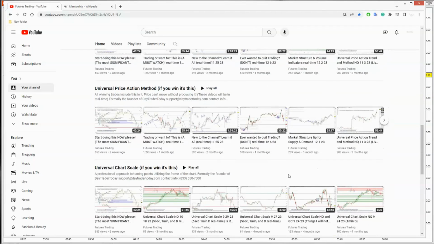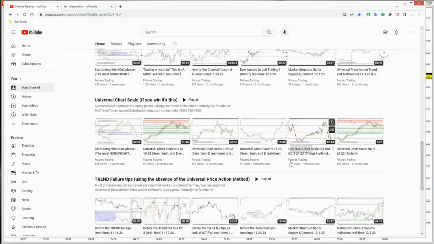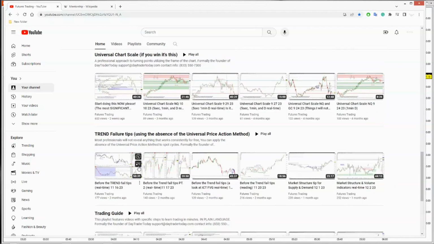Universal trend, universal price action method, universal chart scale. And I don't want you to mess with this. If you're new, don't mess with this stuff. All right. You can watch it, but please don't try to go counter trend in the market. Please don't do that if you're new. Leave it alone. All right.